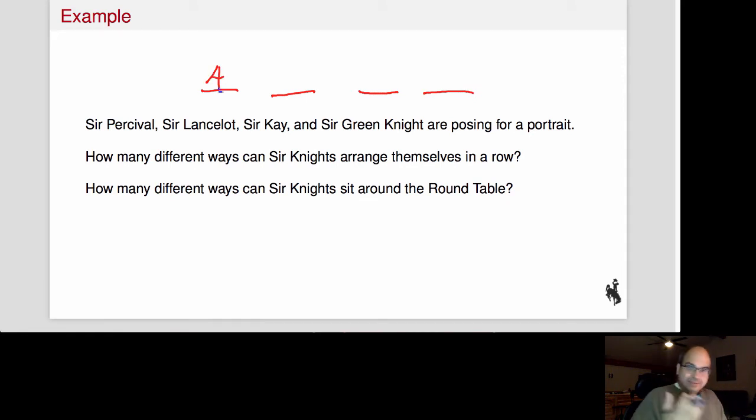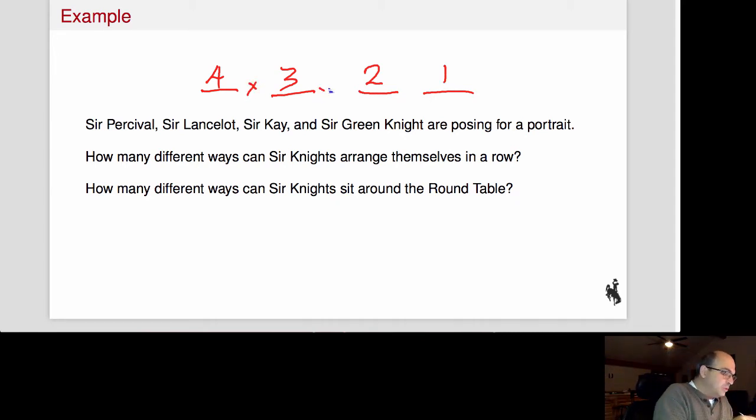Well, there's 4 knights, so there can be 4 different ways of filling that slot. Now, how about the slot immediately to the right of that knight? Well, 1 knight's already taken, so there's only 3 left, right? The one after that, well, 2 knights are already taken, so there's only 2 ways left. And then the last one, well, there's only 1 knight hanging around, so that's the only one we can pick.